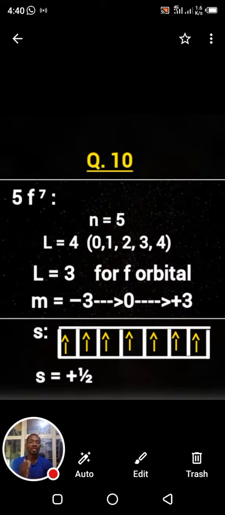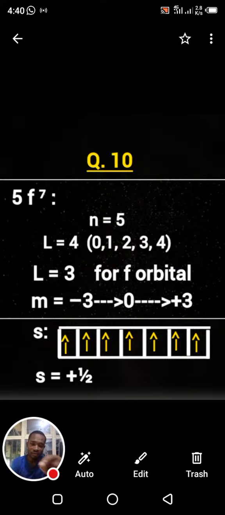So for us to get the direction of spin for this particular electron in 5F7, all we have to do is to quickly draw out the 7 degenerate orbitals of F, because we are dealing with an F orbital problem. If it is a D orbital problem, we are going to draw degenerate orbitals with 5 columns. I think this one is 7: 1, 2, 3, 4, 5, 6, 7, because F orbital has 7 degenerate orbitals. So what is now going to be the spin quantum number?